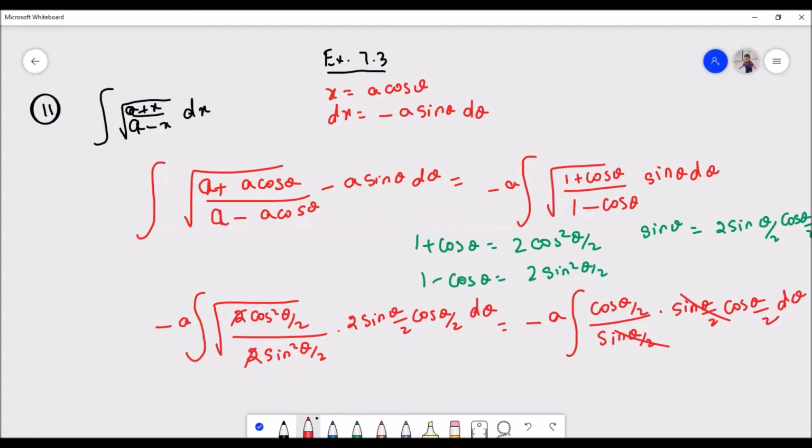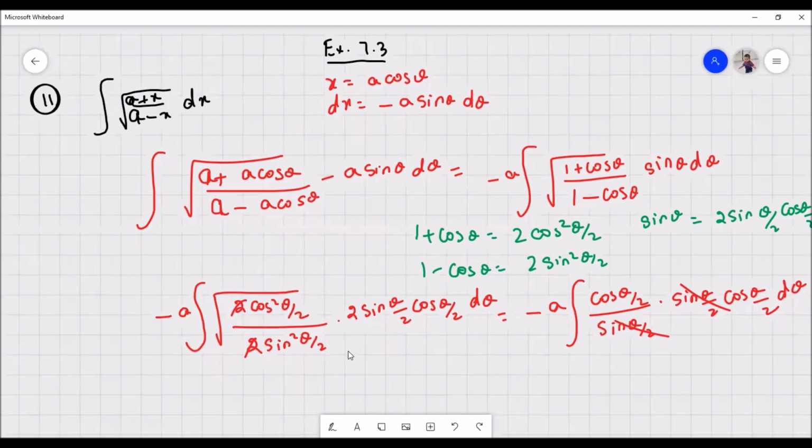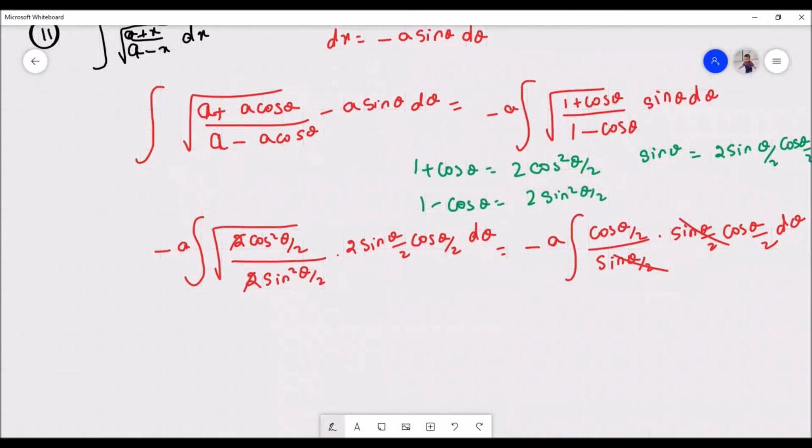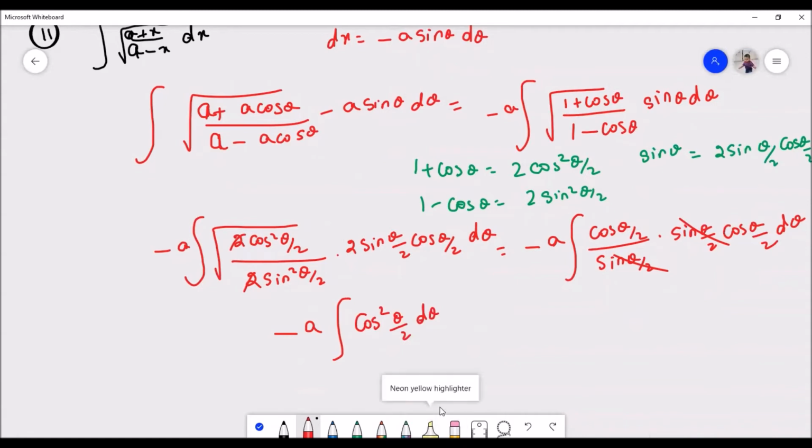So how will this change now? Let me see. We got it as minus a integral of cos theta by 2 into cos theta by 2, which is cos square theta by 2 d theta. So the power I want to convert into multiples. What is the formula for converting the powers into multiples? Again, this same formula only.